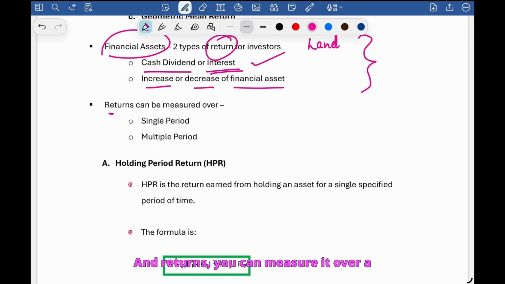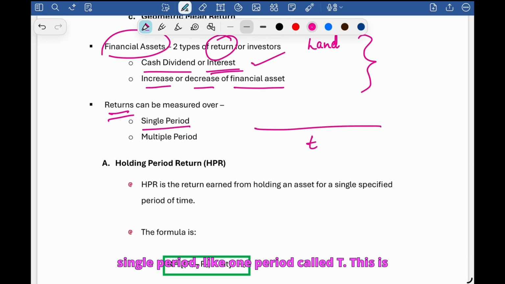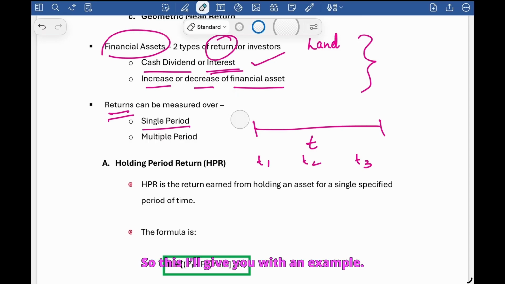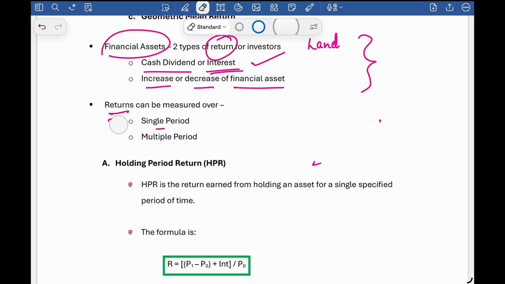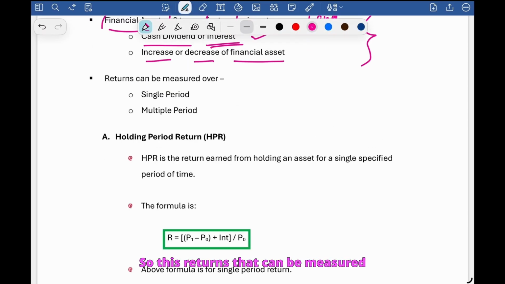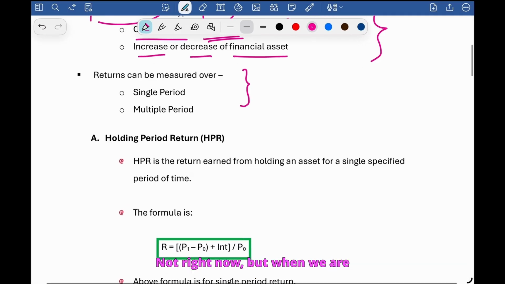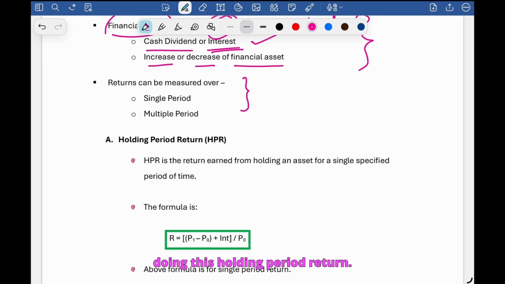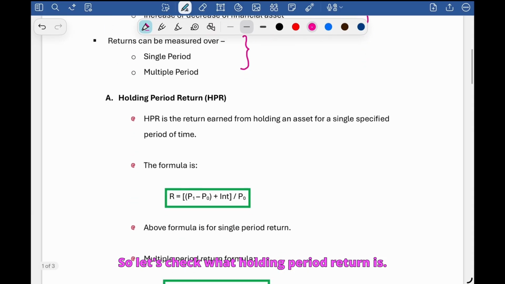Returns can be measured over a single period, like one period called T. This is the beginning of that period, and this is the end of the period. Multiple periods could be like T1, T2, T3, like multiple years. I'll clear this out through an example, not right now, but when we are doing the holding period return. So let's check what holding period return is.